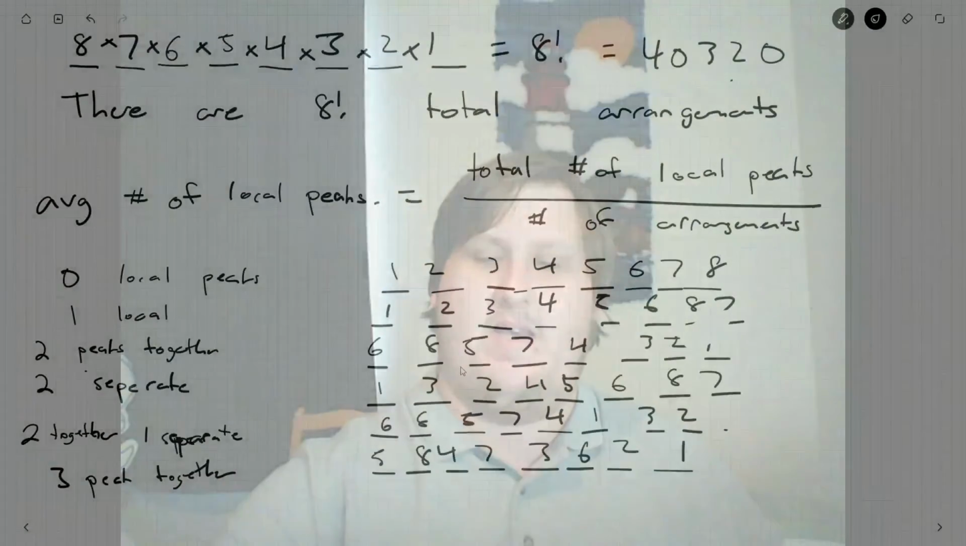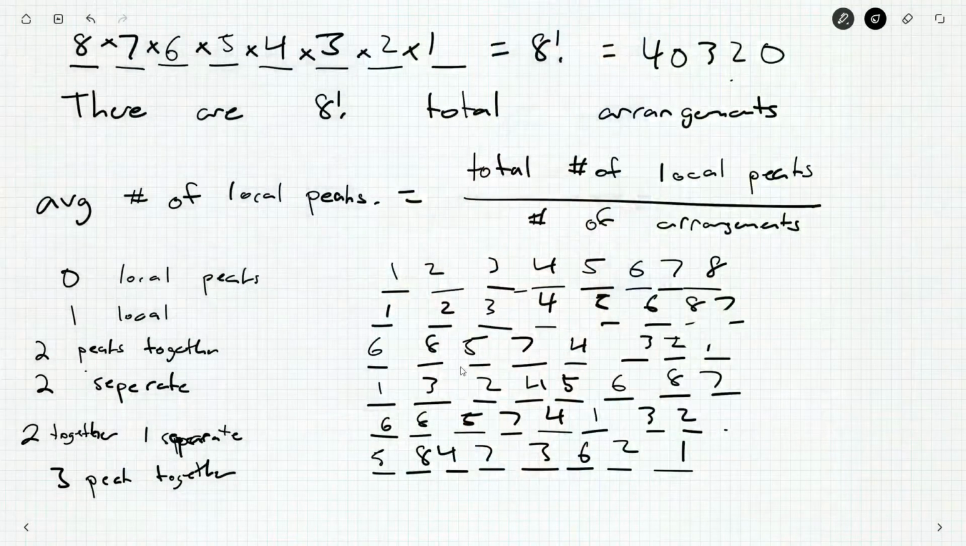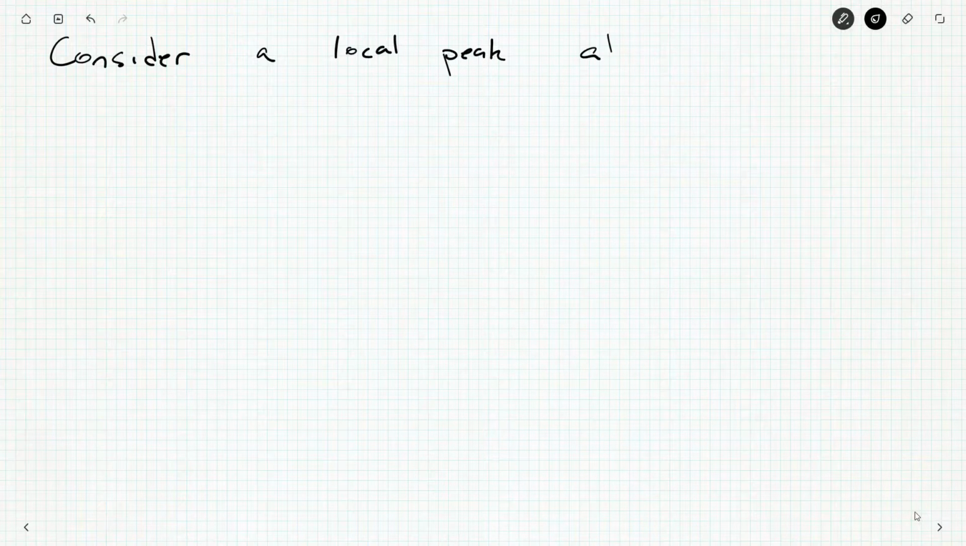So I think there's a quicker way to do this. I'm just going to consider, instead of how many local peaks per arrangement, I'm just going to take a local peak. And I know how to create a local peak. We did that in A part. So instead of doing what I was doing, which was a bunch of casework, consider a local peak, like A, B, C, just like we have in A part.